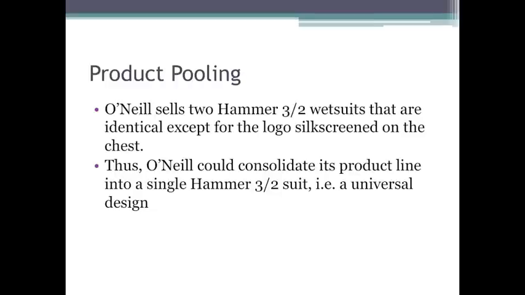The second type of risk pooling that we're going to look at is called product pooling. A good way of thinking about this: we have separate products. In this case, we have a wetsuit manufacturer named O'Neill, and they sell wetsuits. They're identical except for the logo silk screened on the chest. You have one that's marketed to surfers, one that's marketed to divers. So maybe O'Neill could consolidate both of their wetsuits into a single type of wetsuit.